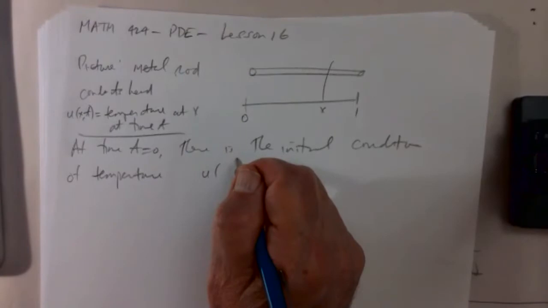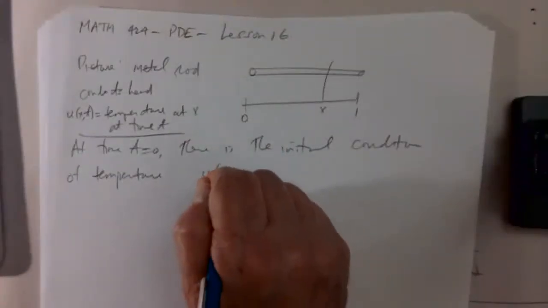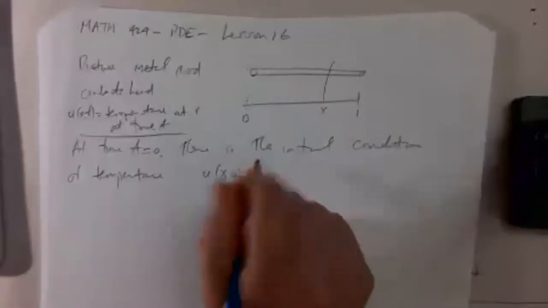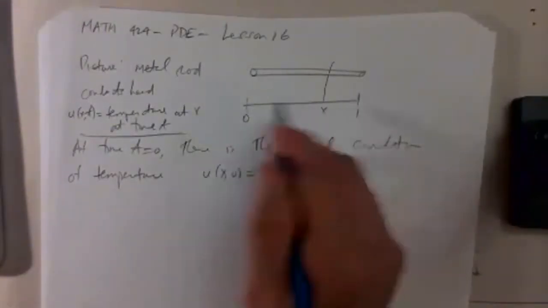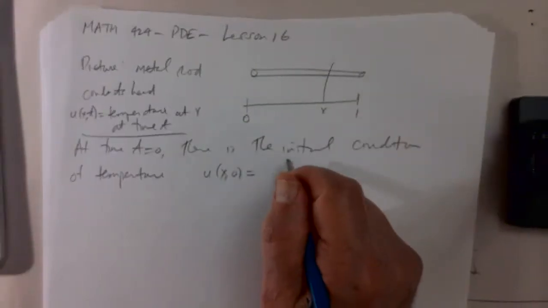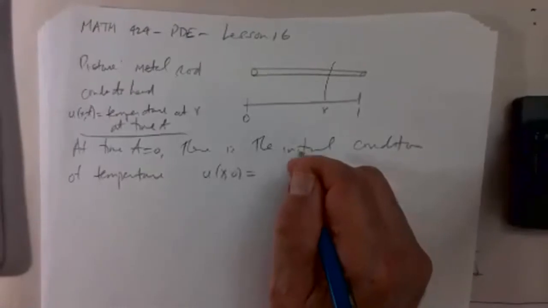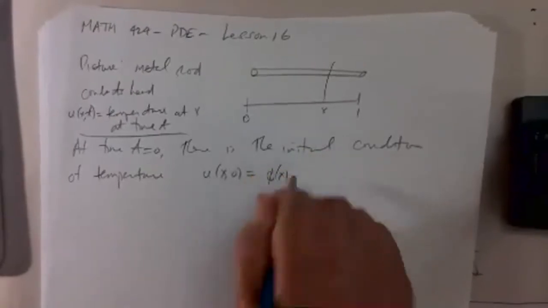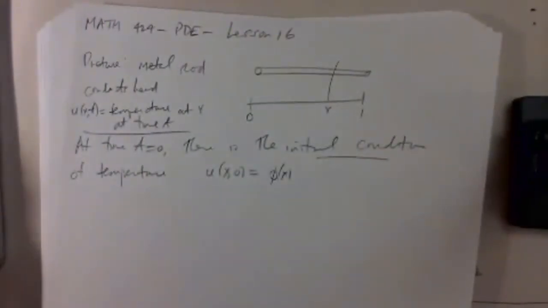And so at time 0, u of x,0, this is just the initial distribution. This means at time t equals 0, there's some temperature in the rod, which we can call, I don't know, phi of x. So this is the initial condition. This is the temperature at time t.